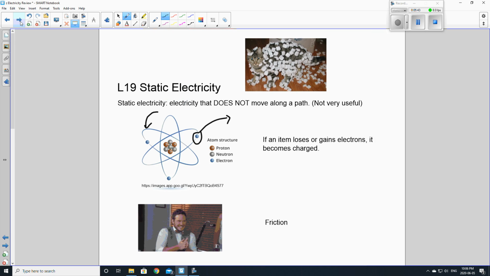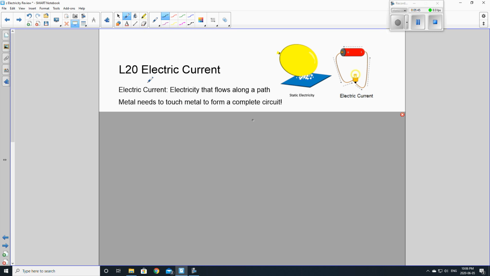Okay, let's move on. Lesson number 20 was on electric current. Electric current is electricity that flows along a path. Static electricity was, for example, rubbing a balloon on your hair and picking up little pieces of paper. Current electricity goes along in a circuit, and it flows along a path.